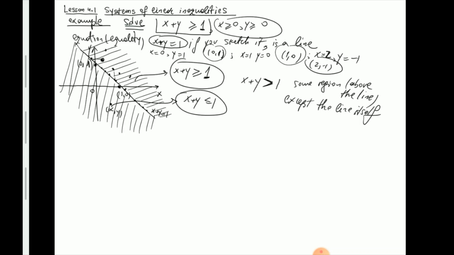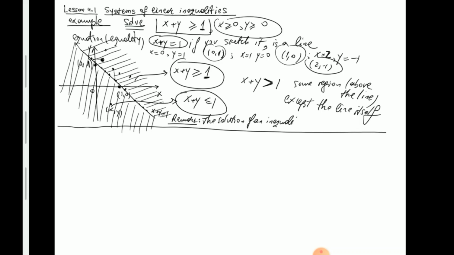So this quick example illustrates the main idea of what we mean by solving an inequality. So the first remark we want to make, and let's actually add a remark here: the solution of an inequality is not just a pair of numbers, it is a region in the plane. Meaning that you have infinitely many possibilities.